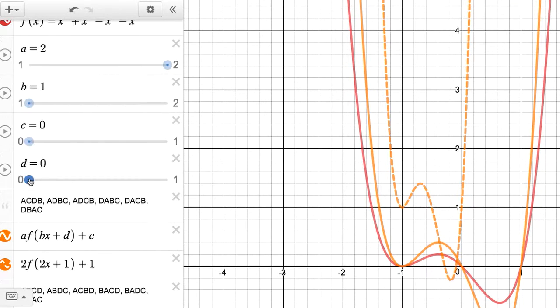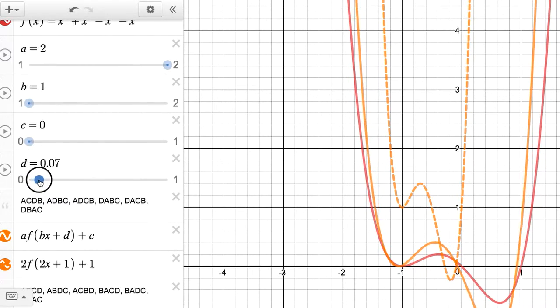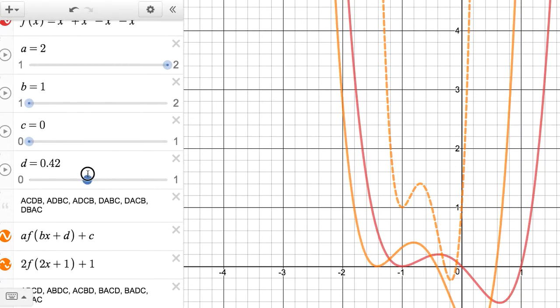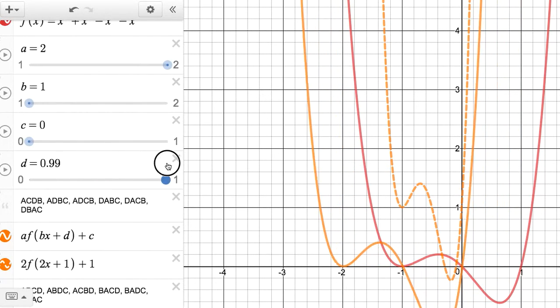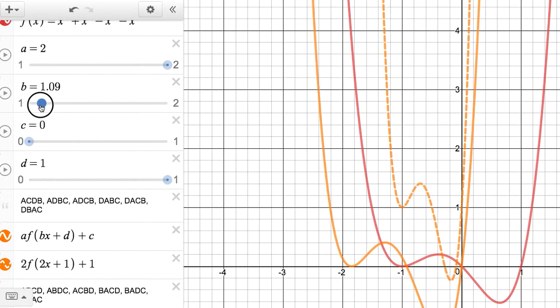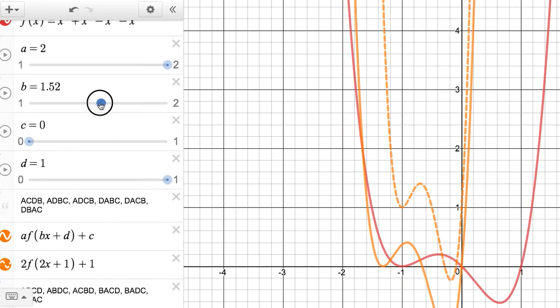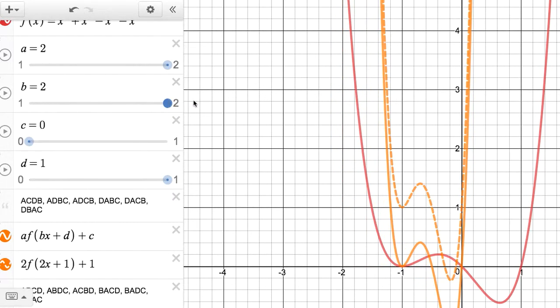Then I'm going to do D. That's that shift over. Then I'm going to do B. Notice I'm squeezing it in. And now I'm going to shift everything up. Okay, so even though I went in a different order, I ended in the same place.